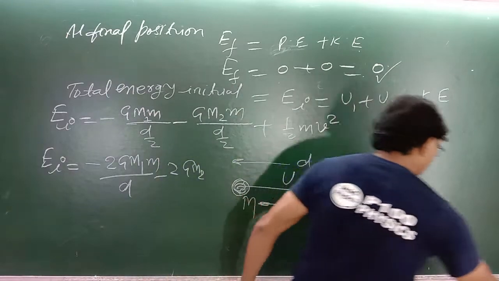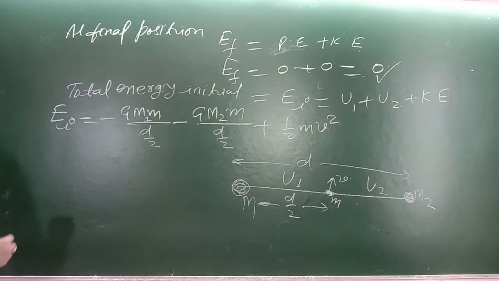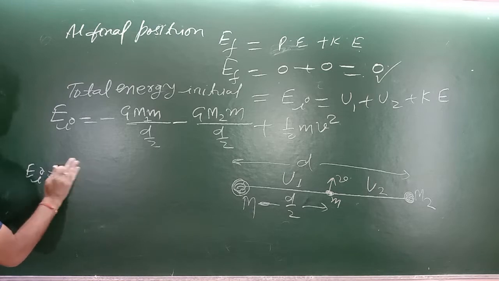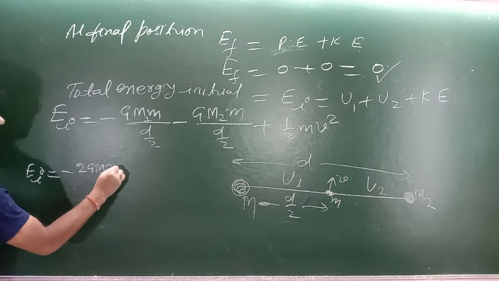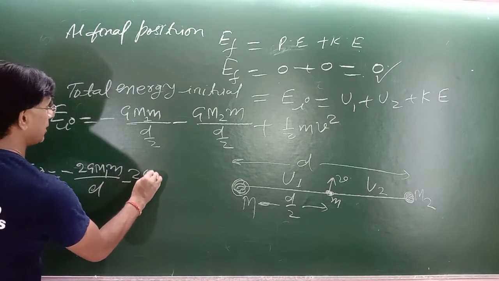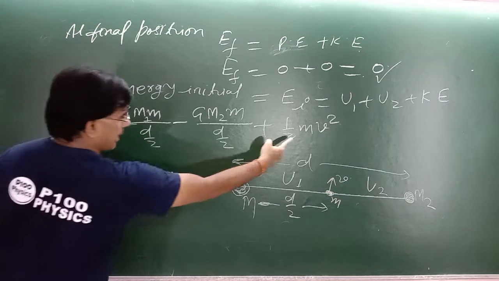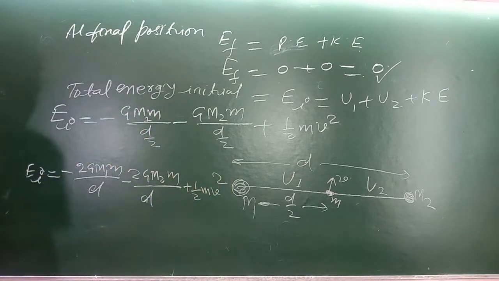Okay, again, EI will be minus 2GM1m upon d minus 2GM2m upon d, plus half mv square. This is the initial total energy.